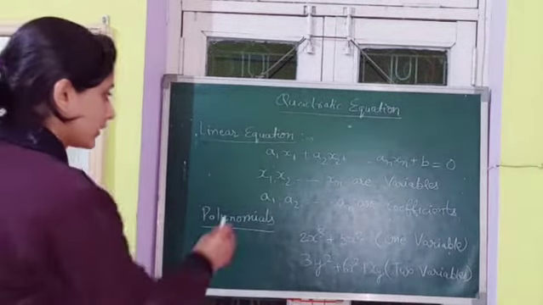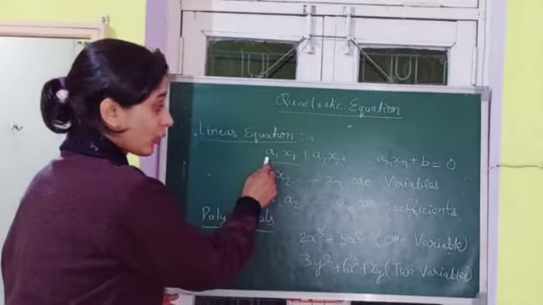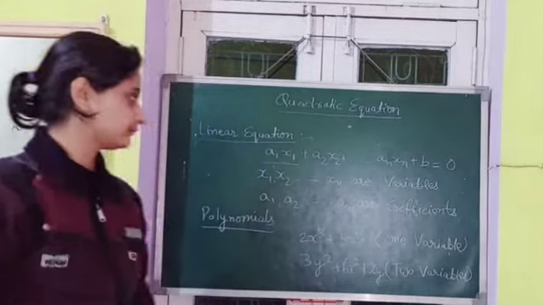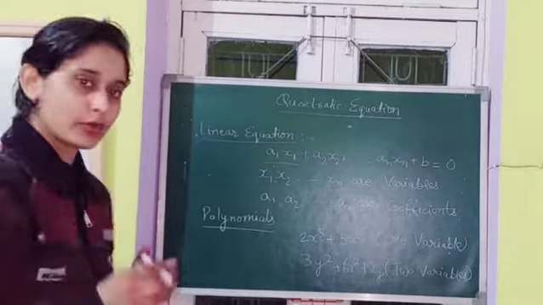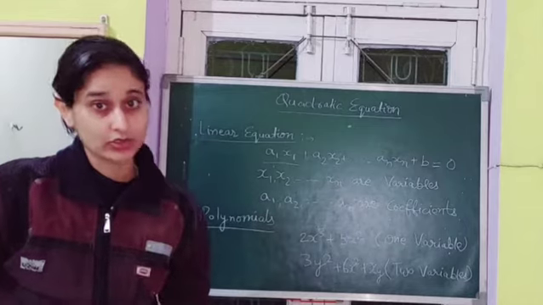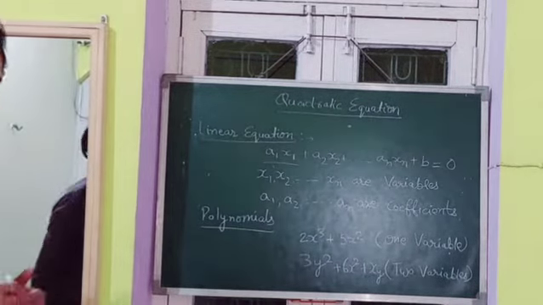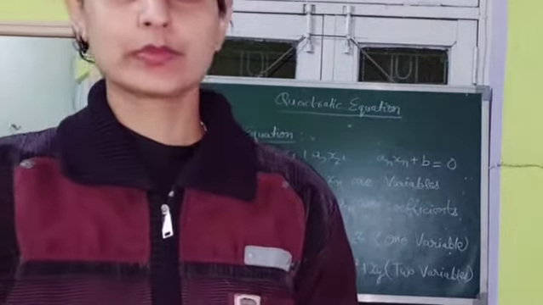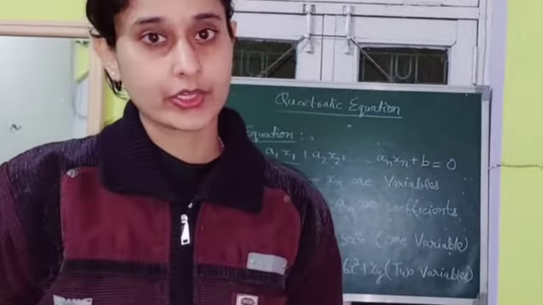So in this equation a1 is called coefficient of x1 and x1 is a variable, and variables are also known as unknowns, for which we have to find the value, for which we have to find the solution of the equation. So many problems can be solved with linear equations, but there are some problems which cannot be solved with linear equations. So there come quadratic equations.